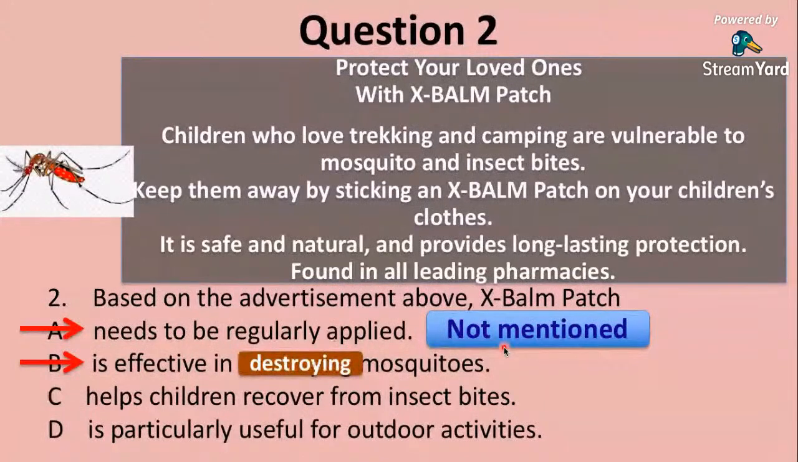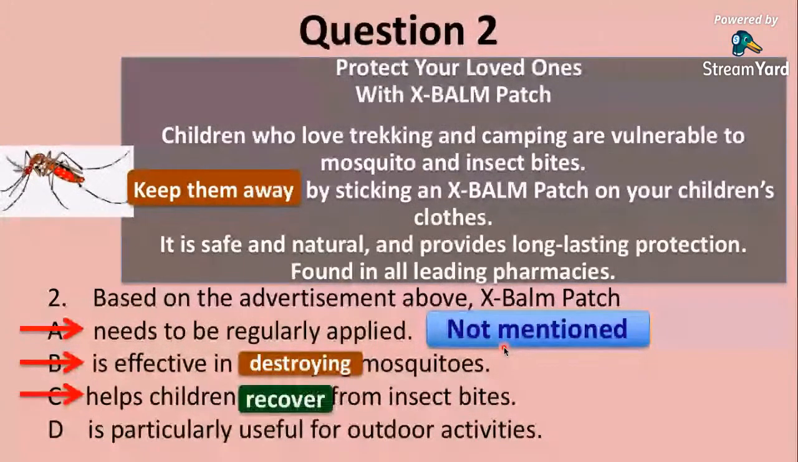B, destroying. When you put the patch on, mosquitoes are not destroyed, you don't see them being destroyed. The keyword here is that it just keeps them away, which is very different. So B is definitely wrong. C, it helps children to recover from insect bites. Recover means healing from insect bites, but you don't heal insect bites. If the insects have already bitten you, you have to use something else, because this patch is just meant for protection. When you put it on your skin, mosquitoes don't even want to go near you, so you don't even have bites. So C is also wrong.